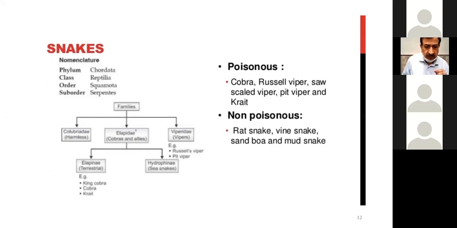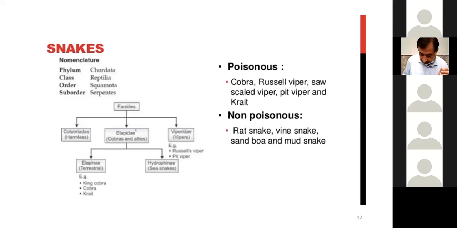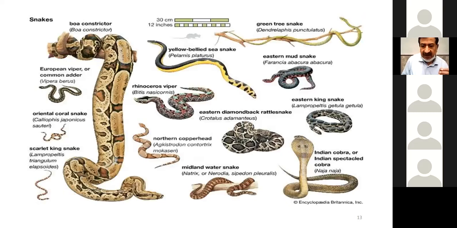Snakes. These are the cobra, bristle viper, scale viper, red viper, and different other pit vipers, red snake, sand snake, and other snakes. These are the pictures of the animals. Snake species, different types of snakes are found worldwide in different regions.